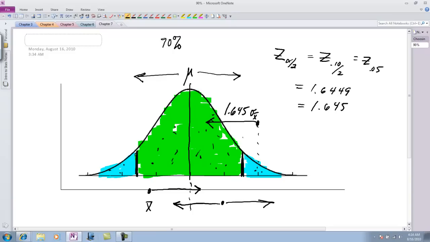So all we have to do is figure out the standard error and add that to either side of x bar, and we will get an interval for any x bar we have that has a 90% chance of capturing the mean, of containing the mean somewhere in there.